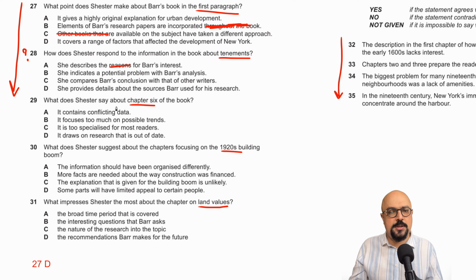What does Chester say about chapter 6 of the book? Okay, so we know where it is. What does she say about that?